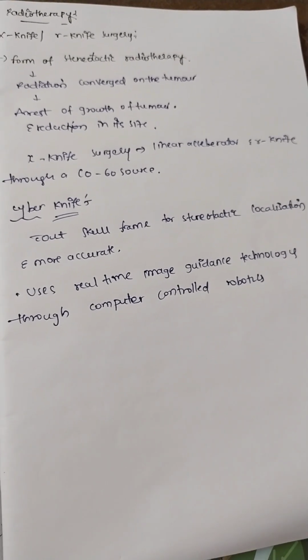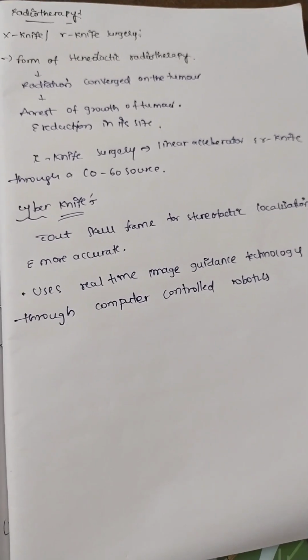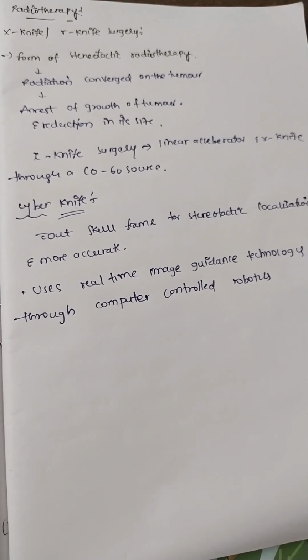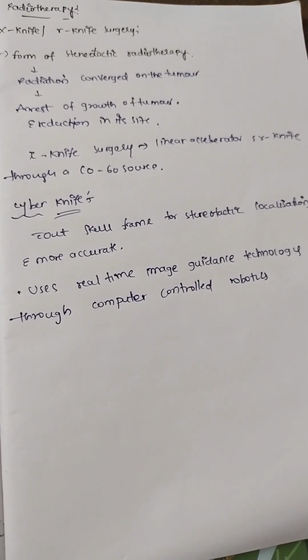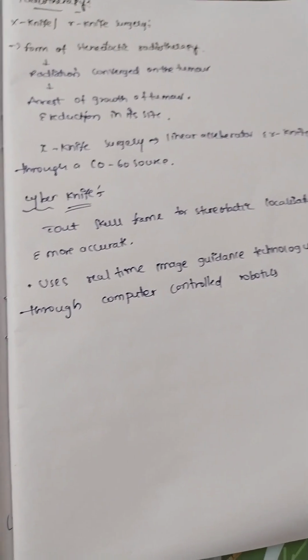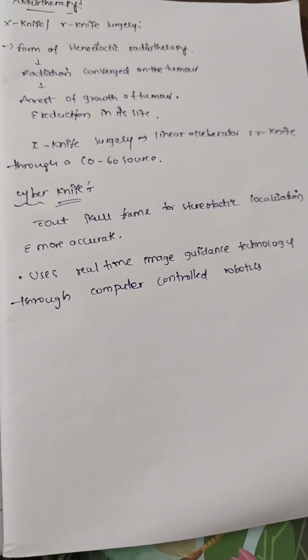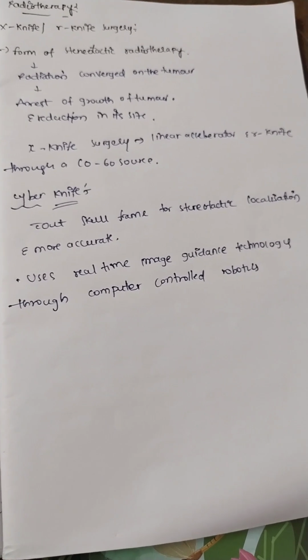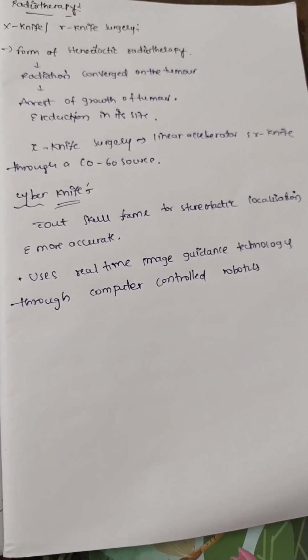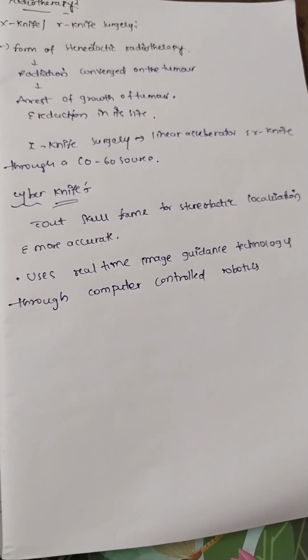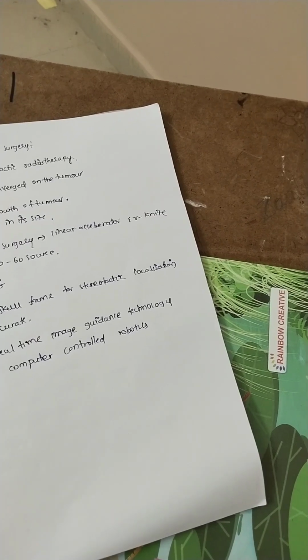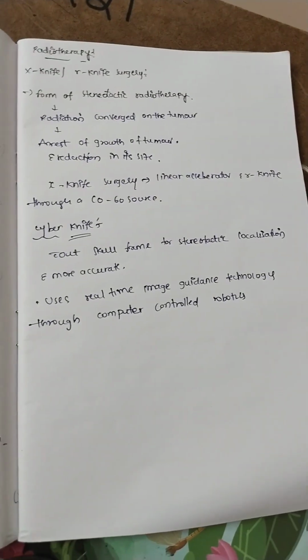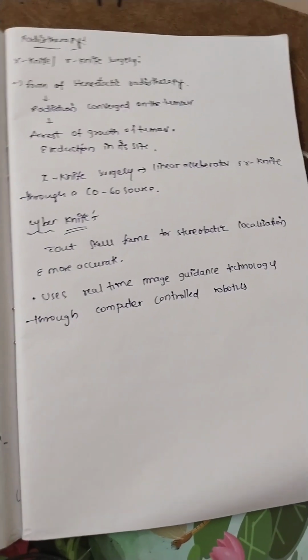X knife surgery uses a linear accelerator, whereas gamma knife uses a cobalt-60 source, with 201 sources. CyberKnife works without a skull frame for stereotactic localization, and it is more accurate. It uses real-time image guidance technology through computer controlled robotics. If surgery is contraindicated, you will do radiotherapy, X knife or gamma knife, so that you can reduce the size and arrest the growth of the tumor.